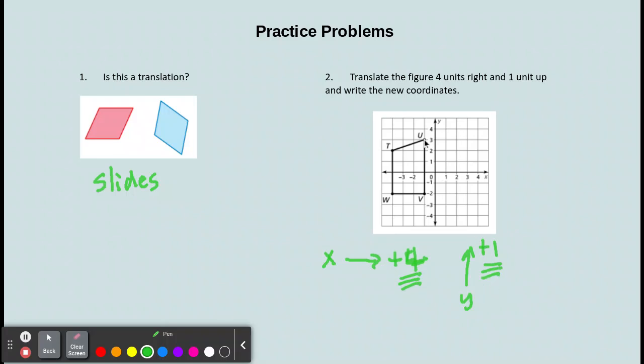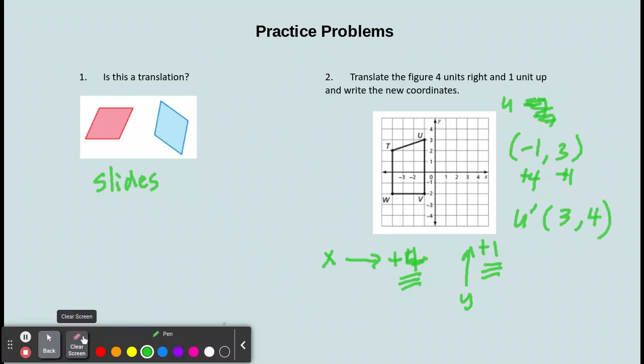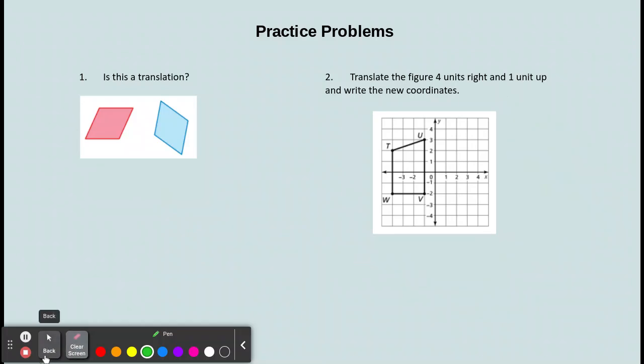So for instance, point U is at -1, 3. Let's write that better. -1, 3. And we said we're going to move in the positive direction here, and we're going to move the positive direction here. So our new U is going to be 3, 4. And you do that for all the other 3. And that is it for 11.1.